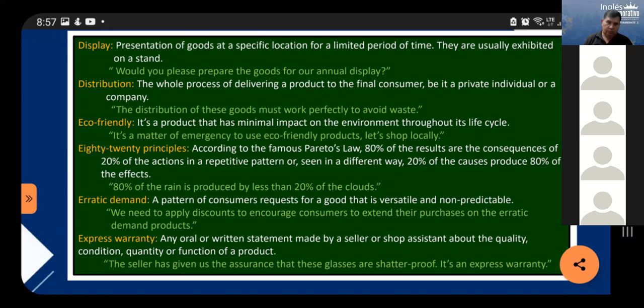80-20 principle. According to the famous Pareto's law, 80% of the results are the consequences of 20% of the actions in a repetitive pattern, or seen in a different way, 20% of the causes produce 80% of the effects. 80% of the rain is produced by less than 20% of the clouds.